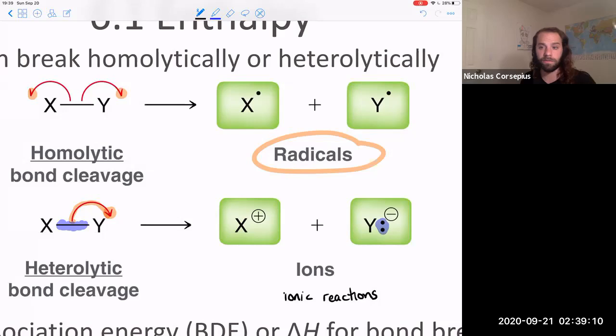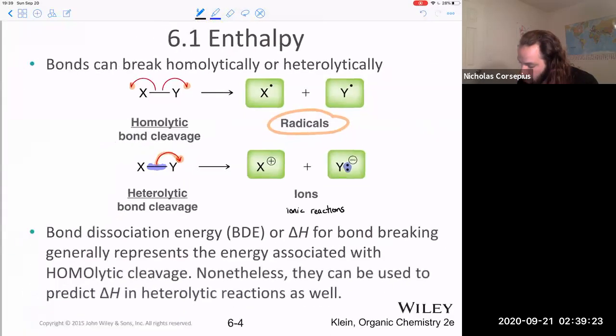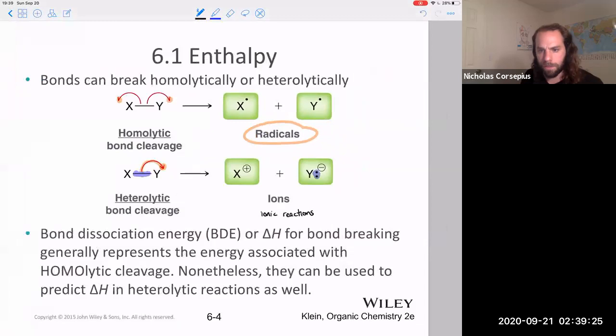It's kind of weird because they don't involve ionic compounds, but it's referring to how these bonds are being broken. And notice that those electrons always stay paired. Okay. We are going to talk about this in a second. Let me just show you the punchline here.